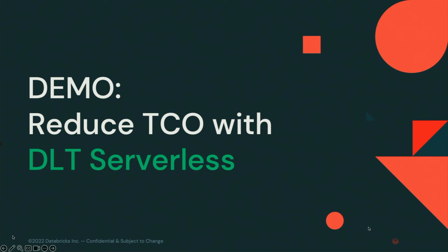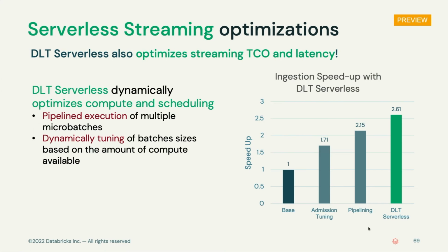Pretty cool. And it turns out that Enzyme is actually not the only magic trick that you can use to reduce TCO in your streaming pipelines that's part of DLT serverless. We have this other pretty cool thing in serverless where we dynamically optimize both the compute and scheduling of your streaming queries.